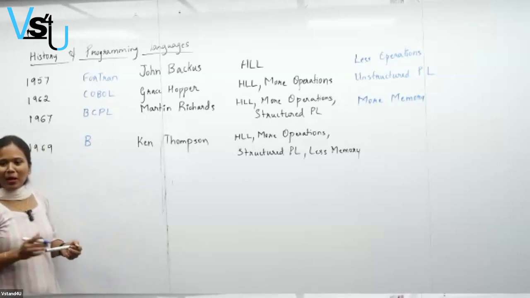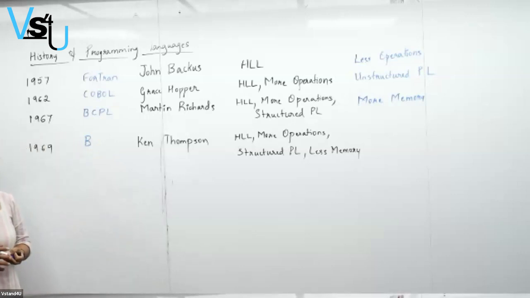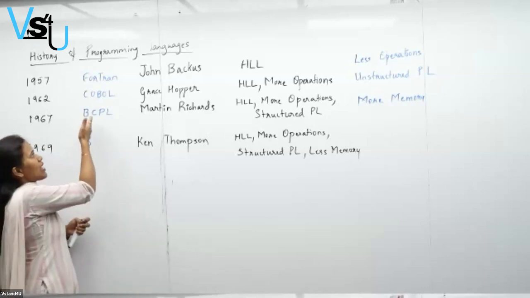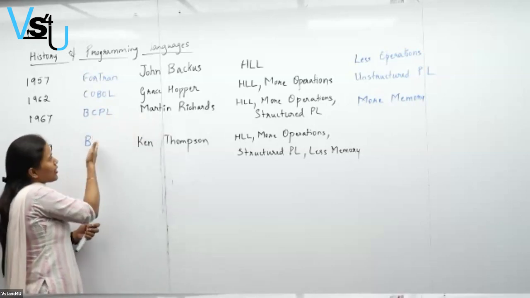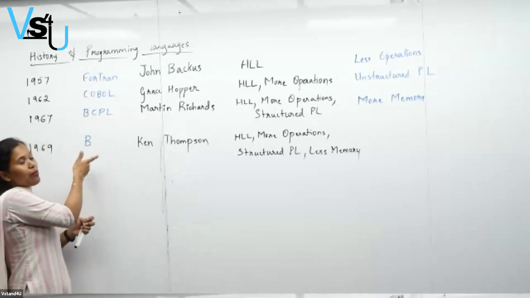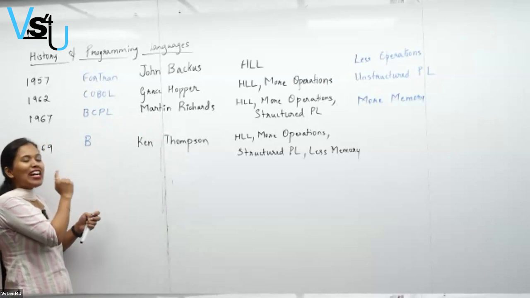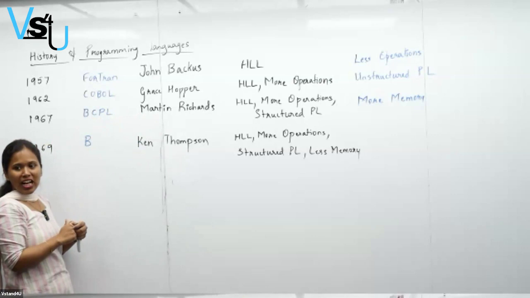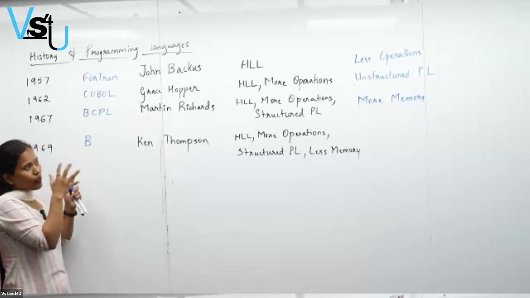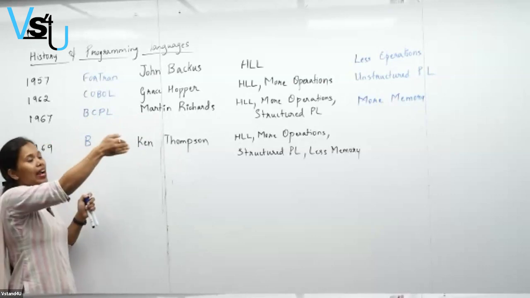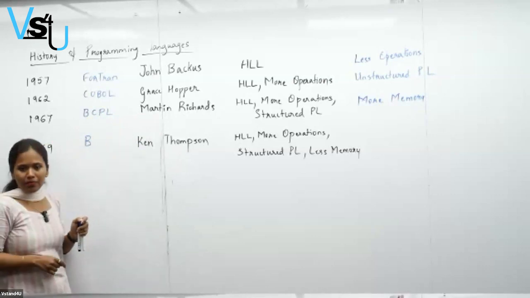B. What was his language name? It was B. This is BCPL. Look at the name of this. It is just B. Are you understanding? With the name itself, he wanted to convey that his language is occupying less memory. Are you all able to understand? In this way, he conveyed that his language is one more step ahead compared to BCPL.